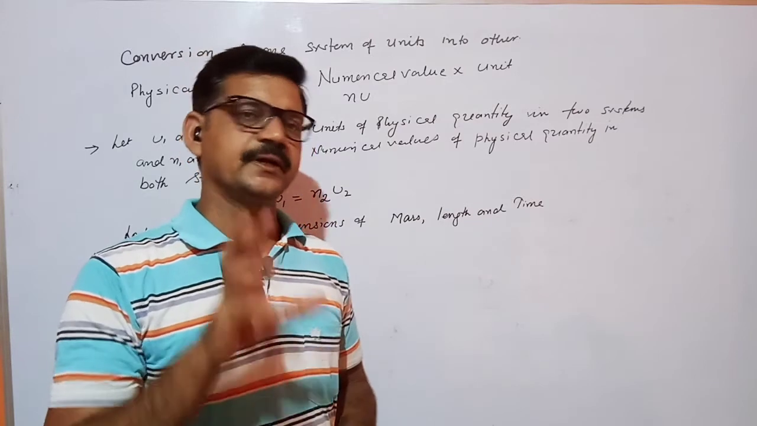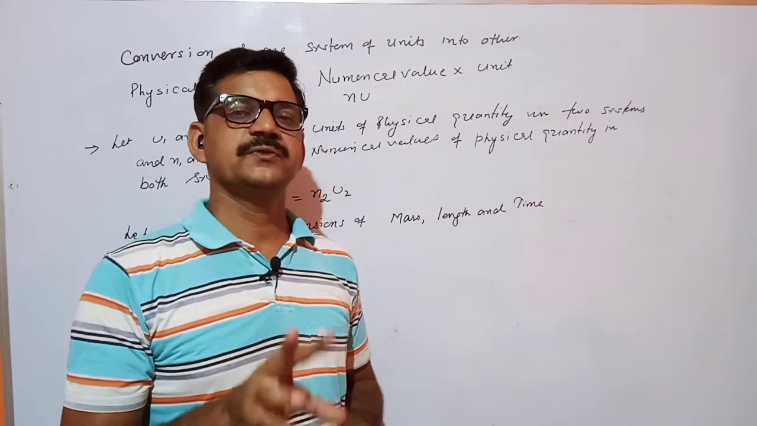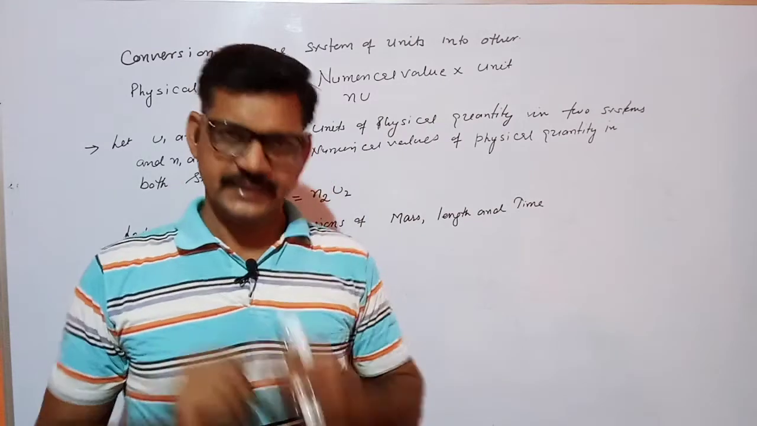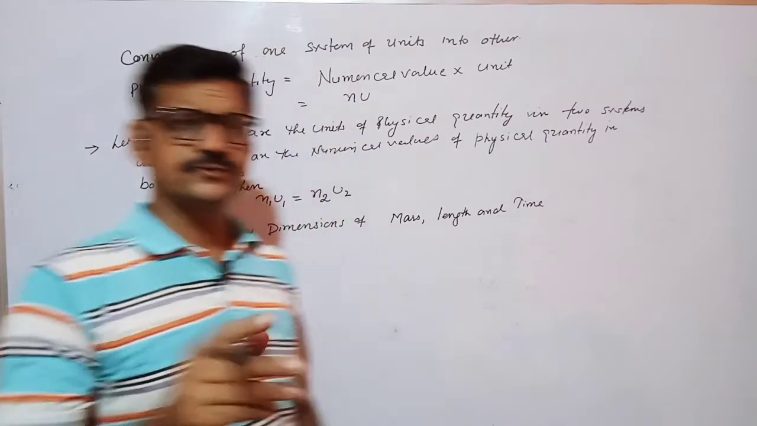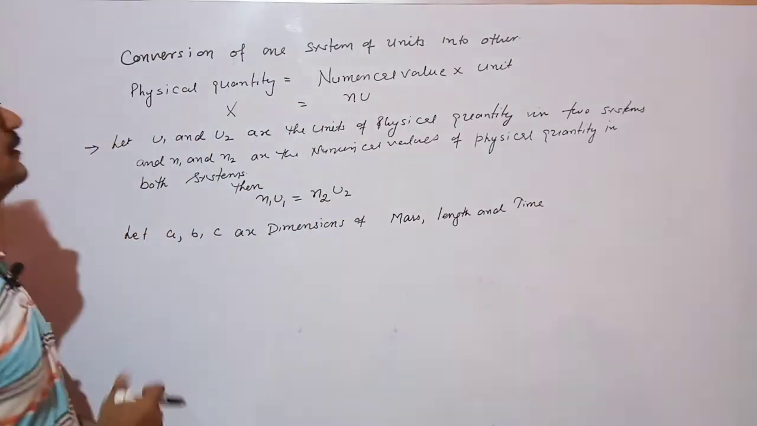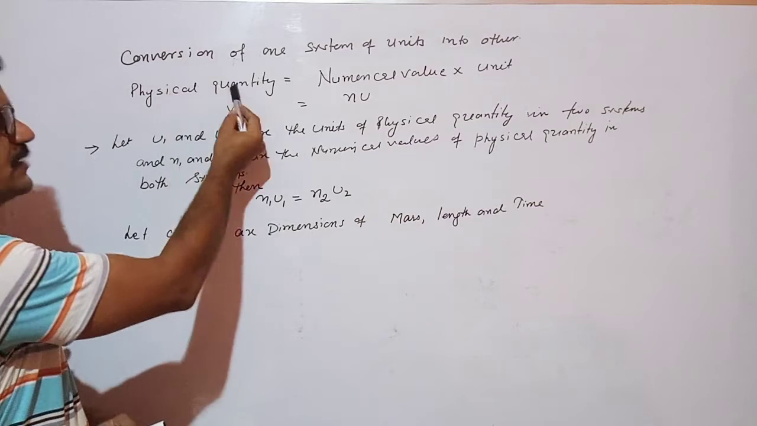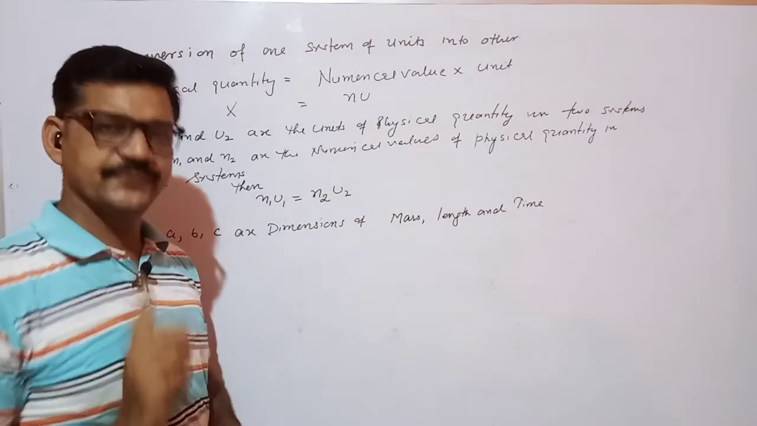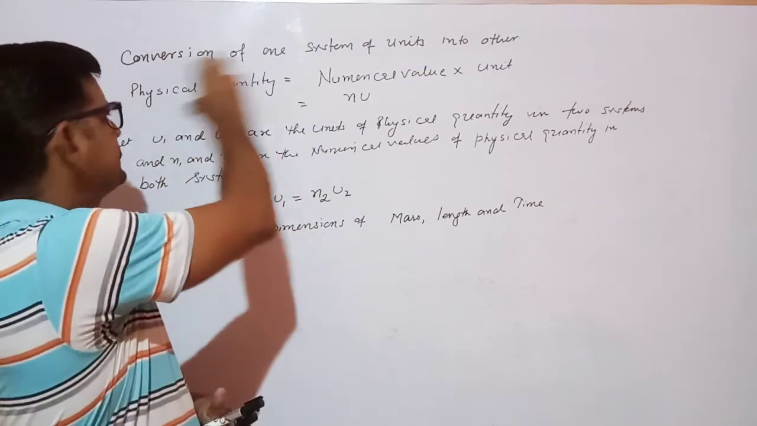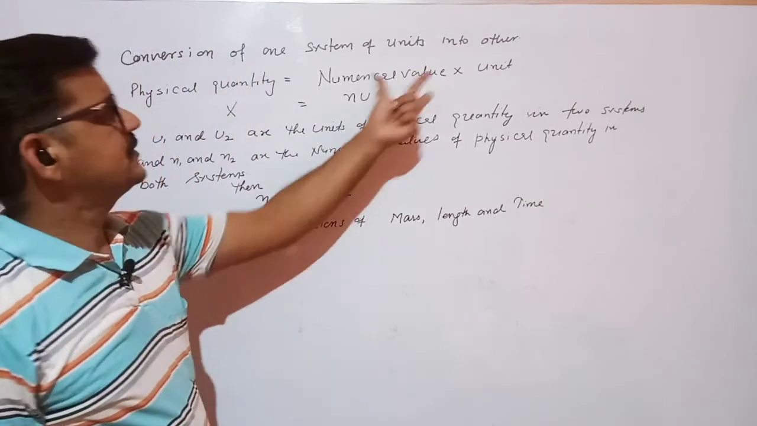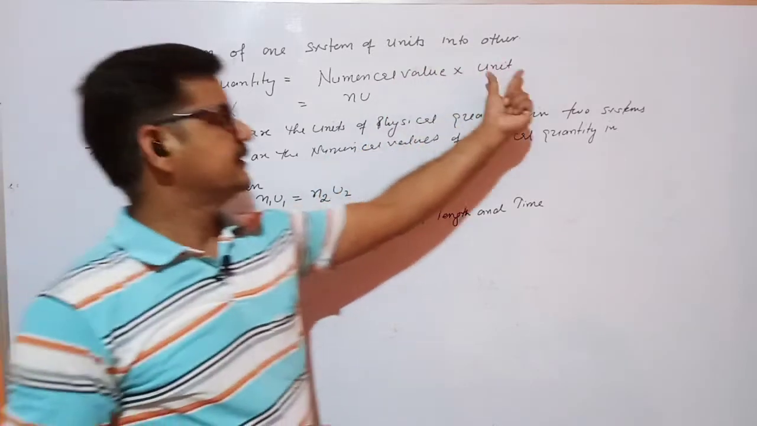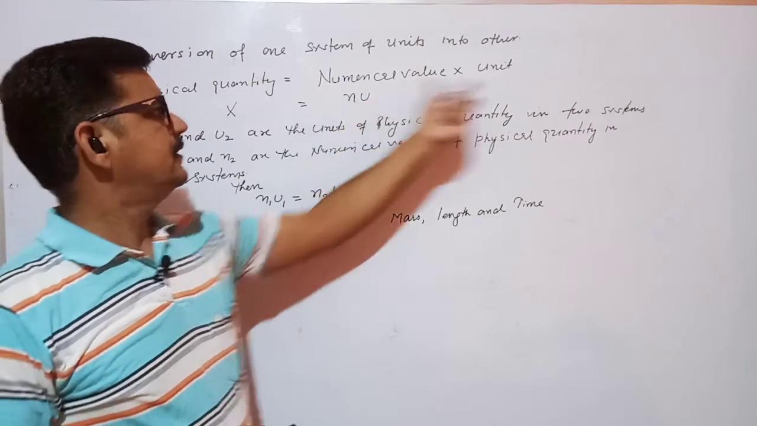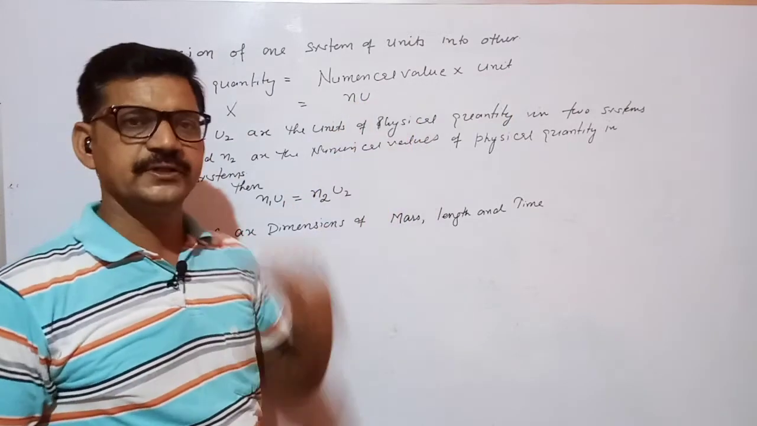For example, we can convert the SI system of units into the CGS system, and the CGS system can be converted into the SI system. So dear students, let us start. How do we write a physical quantity? A quantity that can be measured is called a physical quantity. So whenever we write a physical quantity, we need two things. One is a numerical value and the other is the unit. The numerical value is represented by N and the unit is represented by U here.